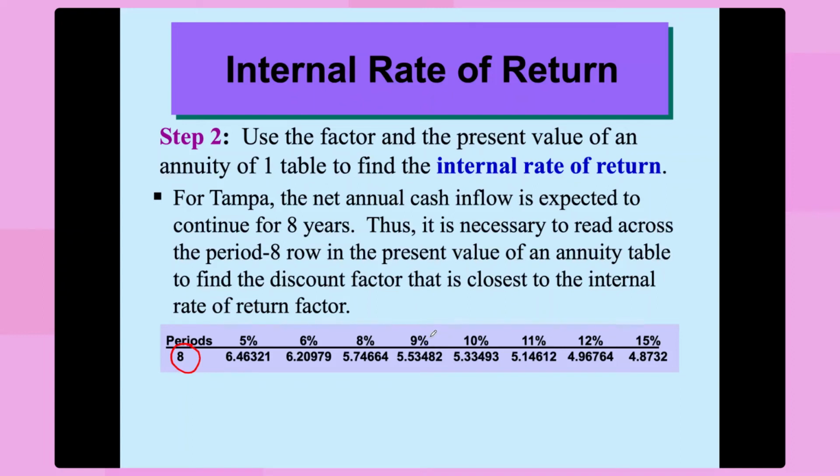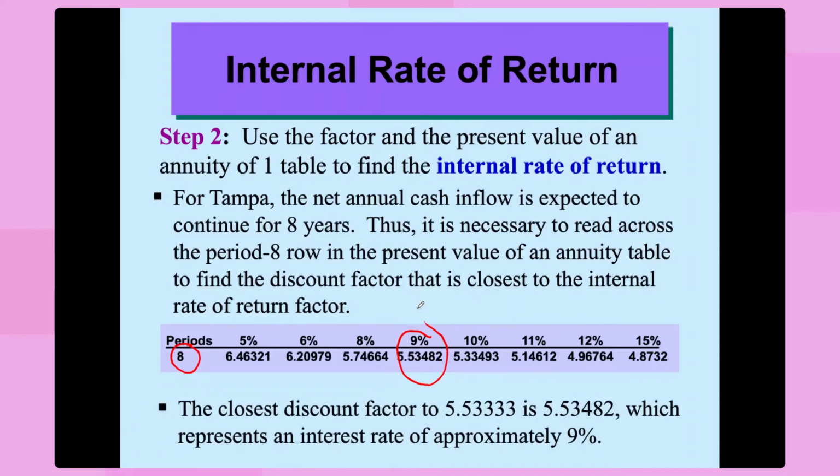To be exact, of course, the closest is 9%. So meaning, you will use the 9% as the discount factor, as the cost of capital, in using the internal rate of return. If you have 9% here, for sure, NPV is what? 0. Your NPV is 0.